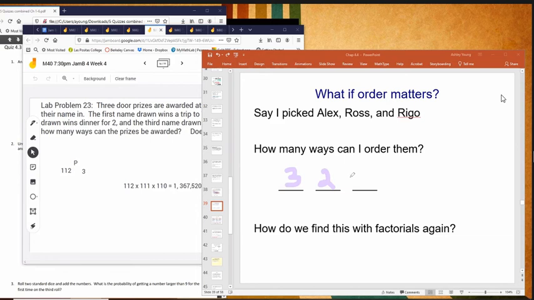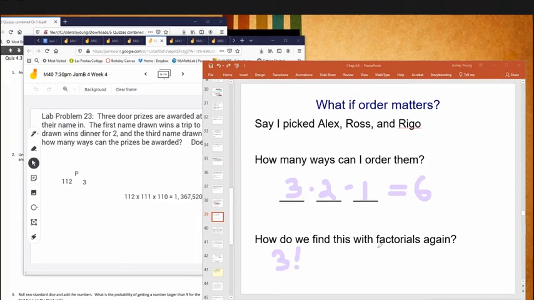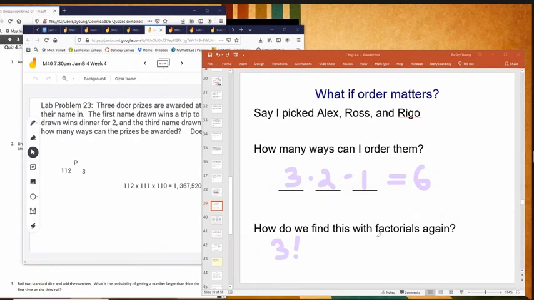Good. How do you find that with factorials again? Do you guys remember? That's the same thing as 3 factorial. 3 factorial is the number of ways, 3 times 2 times 1, that's 3 factorial. That's the number of ways of arranging 3 items. N factorial is the number of ways of arranging n items. So 3 factorial will be the number of ways of arranging 3 items.